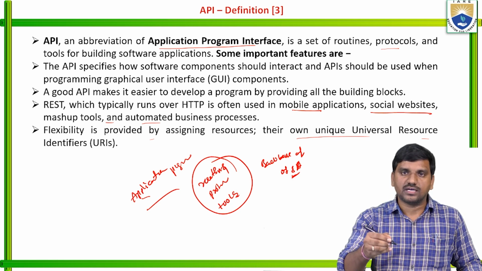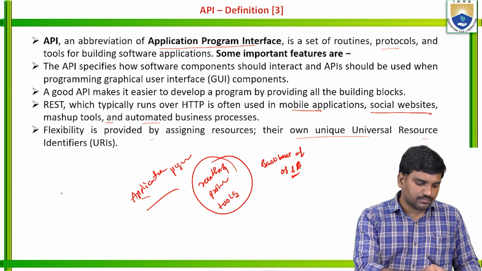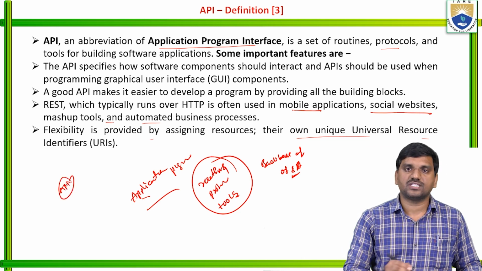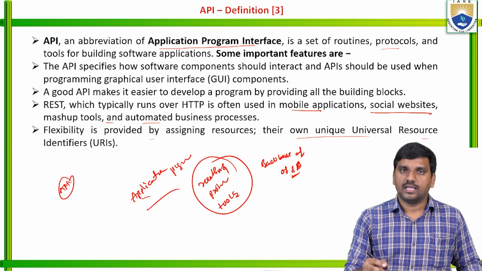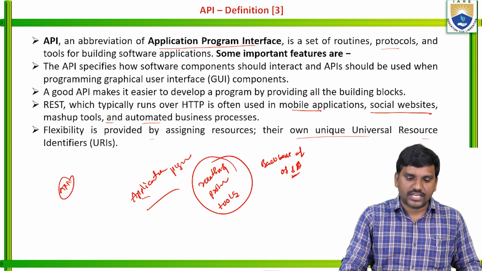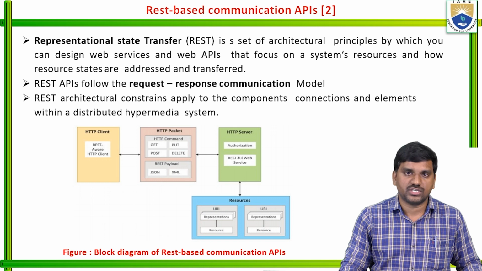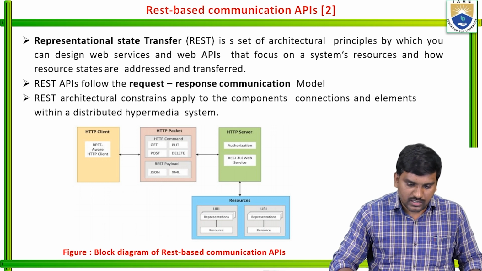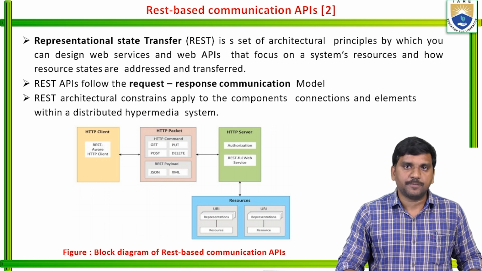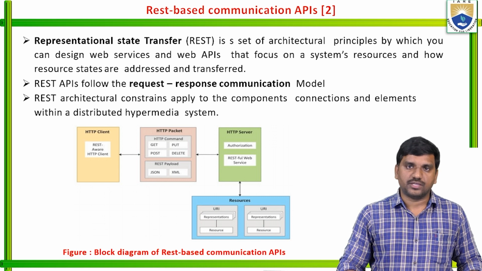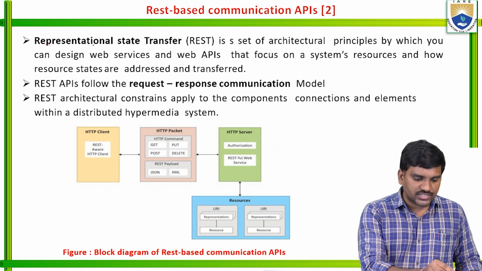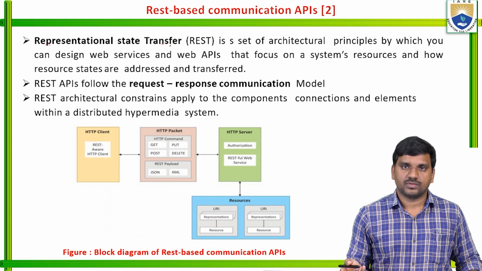So this is just a few points regarding API. What is an API? What are the functions of an API? Let's move on to the first type of communication API, that is the REST-based communication API. Very important communication API in IoT. REST-based communication API. So REST stands for Representational State Transfer.